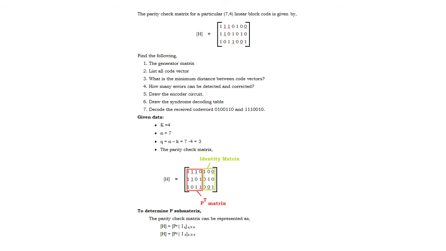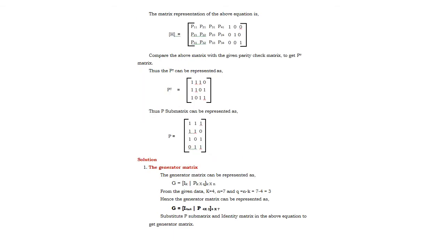To determine the P submatrix, the parity check matrix can be represented as H = [P transpose, I3], that is Q cross N, that is P transpose is 3 cross 4 and I is I3, 3 cross 3. So the matrix representation of the above equation is H = P11, P21, P31, P41, P12, P22, P32, P42, P13, P23, P33, P43, and next we have to write the identity matrix.